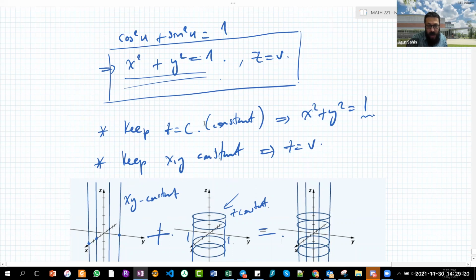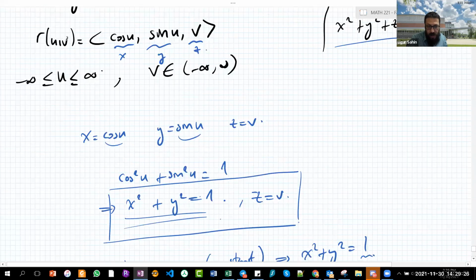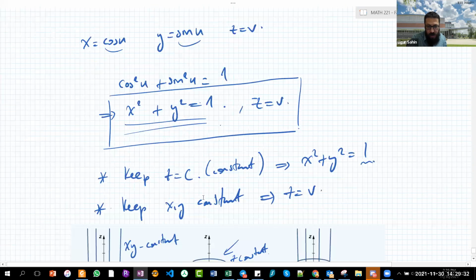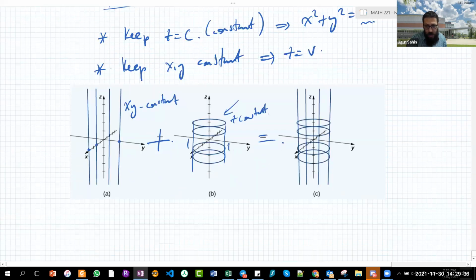All right, what I have done here, as you see, I had a parametric equation, like this one, like r, and then it gave me a normal Cartesian equation. And then that's how I knew what it is. One more question, let's solve one more question.